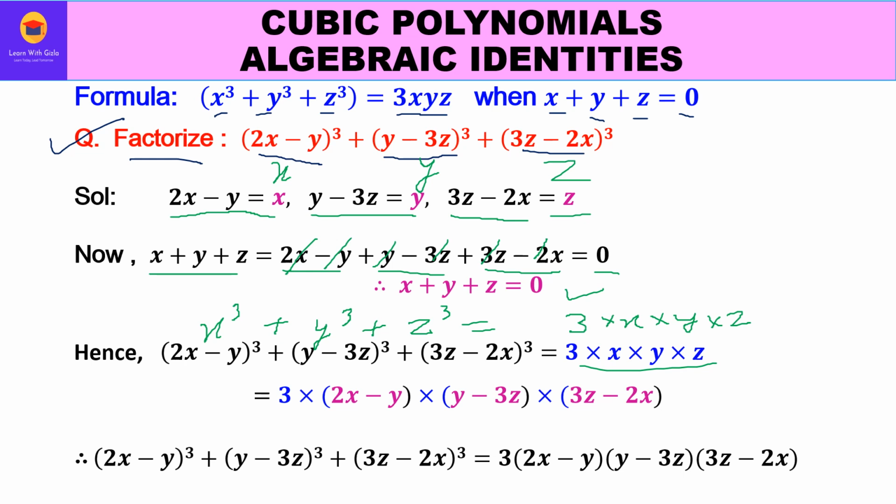Now put the values. So 3 into x, which is 2x minus y, into y, which is y minus 3z, into z, which is 3z minus 2x. Right? So this is our answer. These are the factors. Instead of writing the multiplication sign in between, we can just put brackets. So this is how we have factorized the product. The product was in the form of x cube plus y cube plus z cube, and the factors we got are in the form of 3xyz. Right?